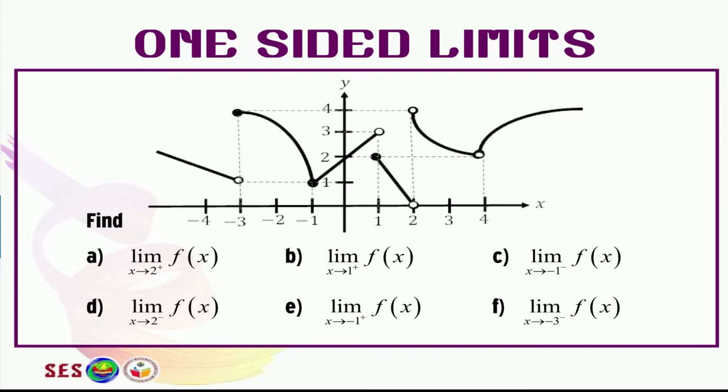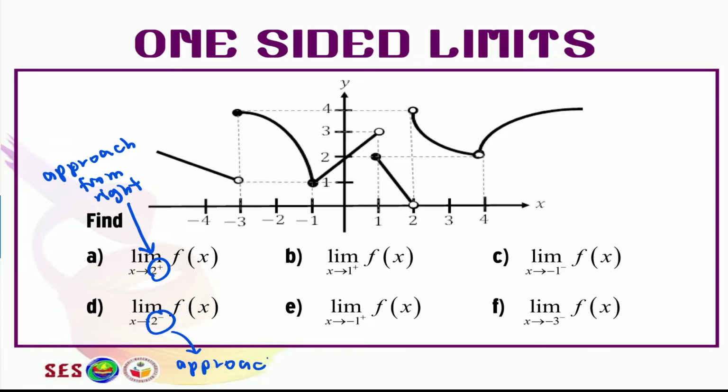In the first question here, we want to find the limit when x is approaching 2 from the plus side. Plus here means x approaching 2 from the right. If it shows a minus sign here, like in question D, it means that x is approaching 2 from the left. For now, let's see A first. As I said earlier, we want to find the value of f(x), that is the value of y, when x is approaching 2 from the right.